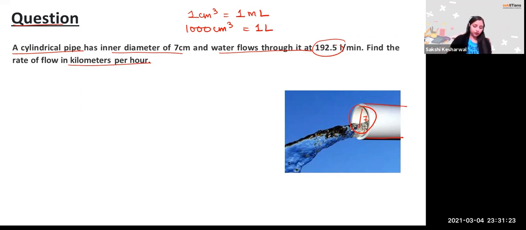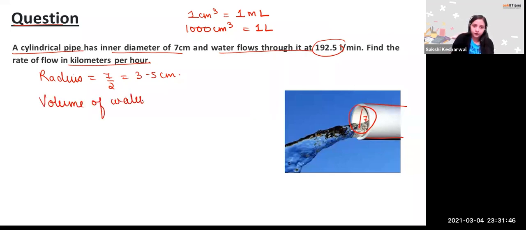So it says that over here, if you see, the radius is equal to how much? The radius is equal to what? 3.5 centimeter, right? The volume is already given. So you have to find the rate of the flow. You have to find the speed, right? Now it says the volume of the water which has been flowing, the volume of water in 1 minute, is equal to 192.5 liter.